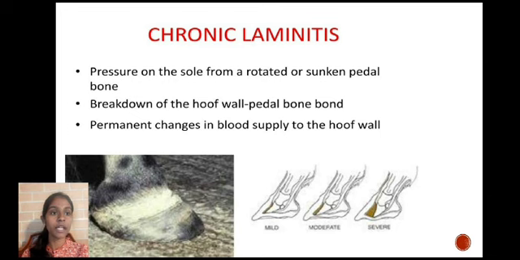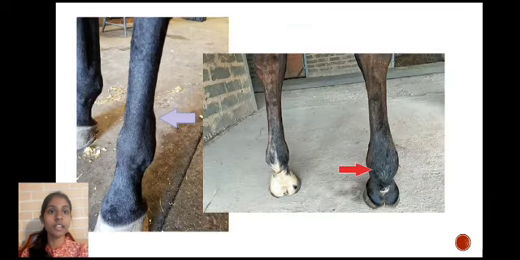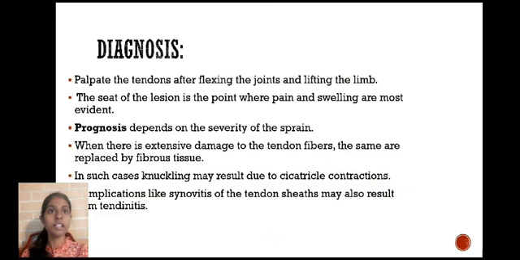Here you can see the mild, moderate and severe cases. In the picture you can clearly see it. Diagnosis: palpate the tendons after flexing the joints and lifting the thumb. The seat of the lesion is the point where pain and swelling are most evident.